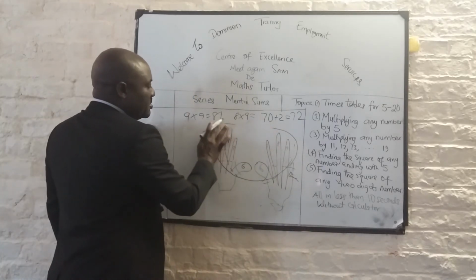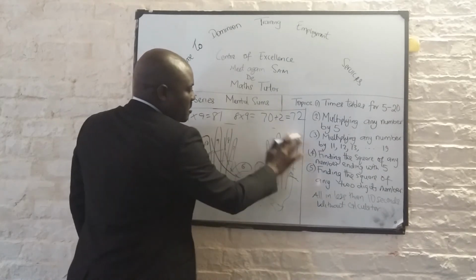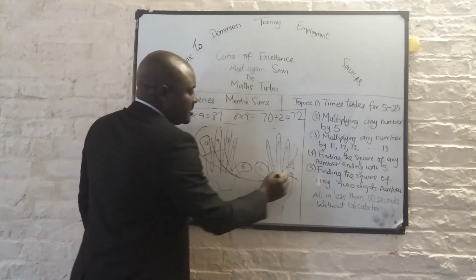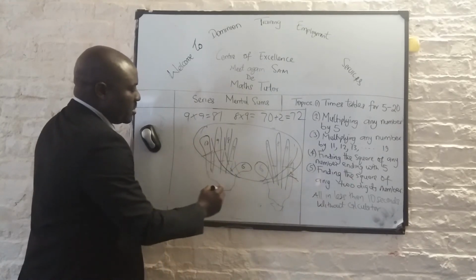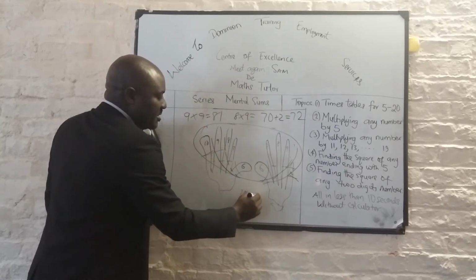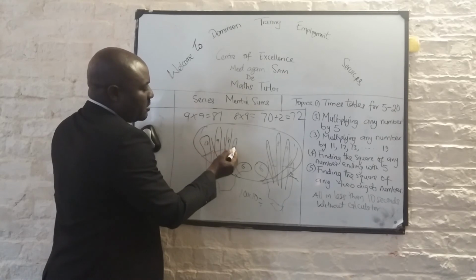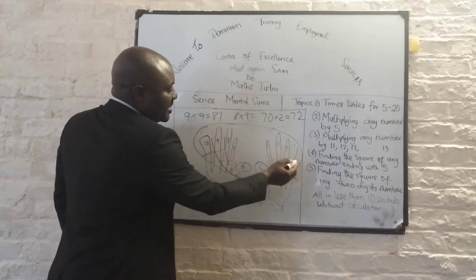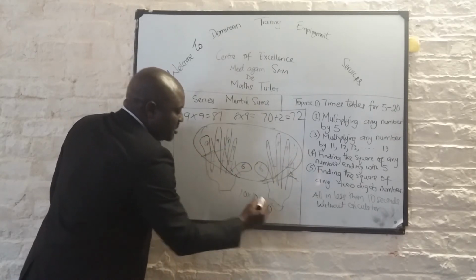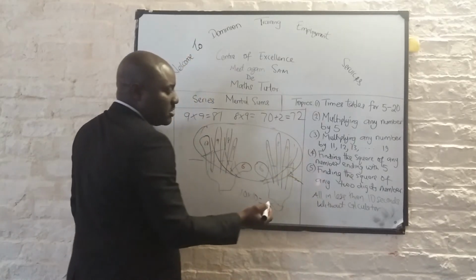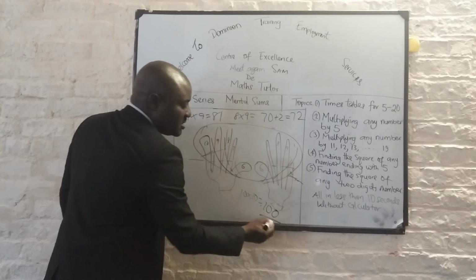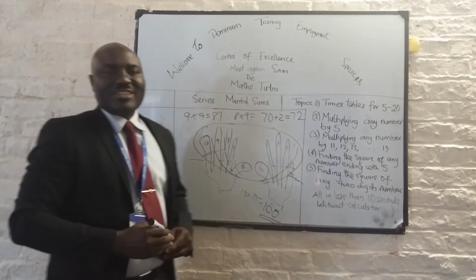10 times 10. You circle the whole hand, the whole finger, and count the number of digits here. We are talking of 10 times 10. 1, 2, 3, 4, 5, 6, 7, 8, 9, 10. That means 10. How many digits here? Nothing. How many fingers here? Nothing. 0 times 0 is 0. That is 100. Isn't that amazing?